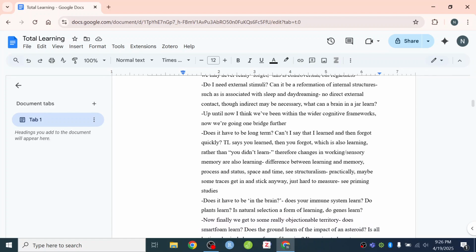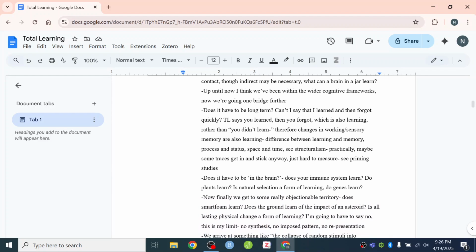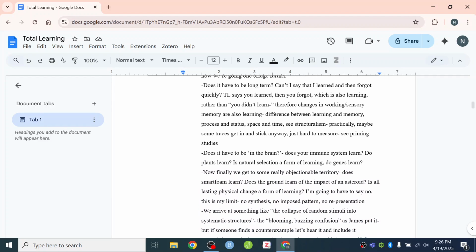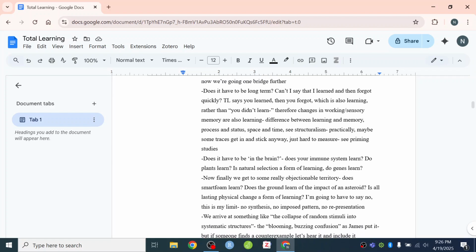And now, and this is my favorite part of this section, we're finally going to get into some really objectionable territory. Does a smartphone learn? You lie down on your smartphone bed, it has a certain form, you get off, you lie down at the same spot, you keep lying down at the same spot, it takes a new form. It seems to remember what was on it before.